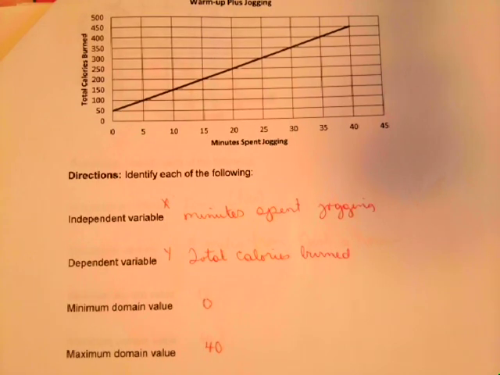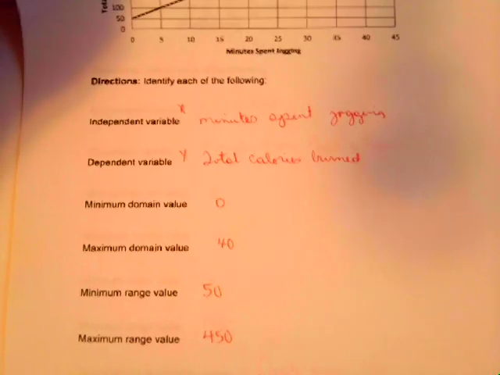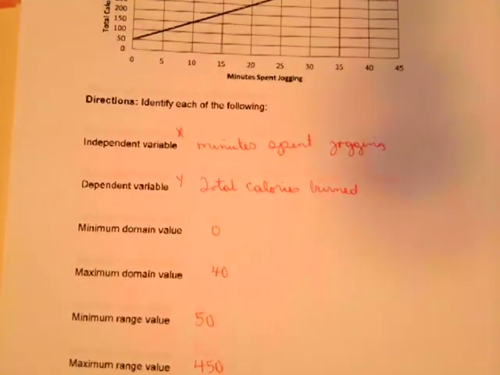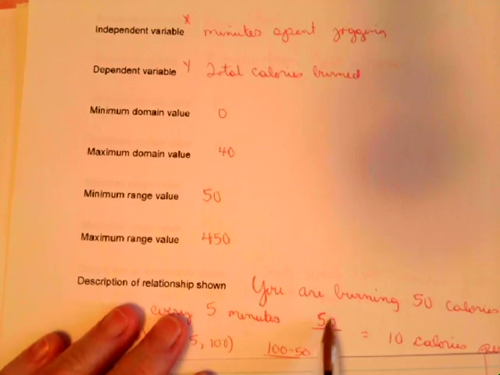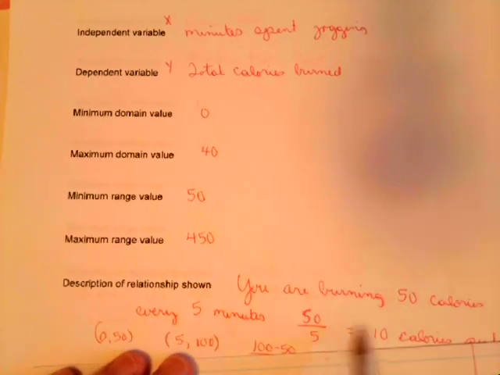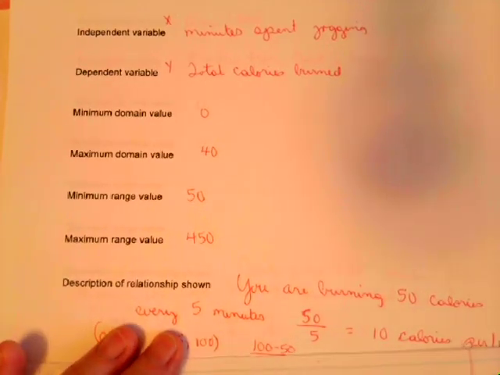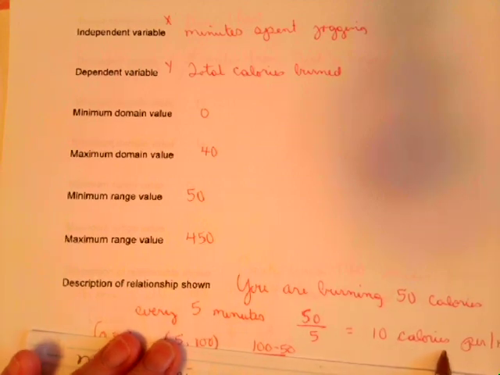Description of the relationship shown. You're burning 50 calories every 5 minutes. So that would be 10 calories per minute.